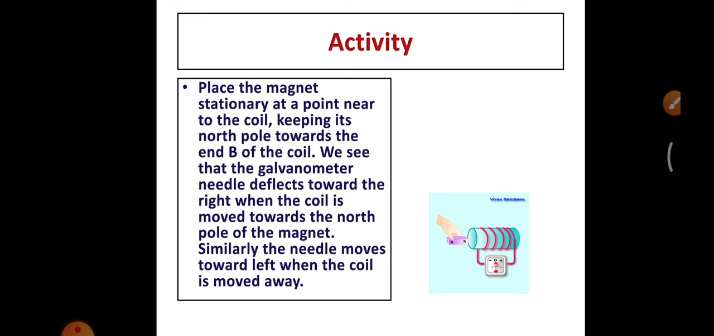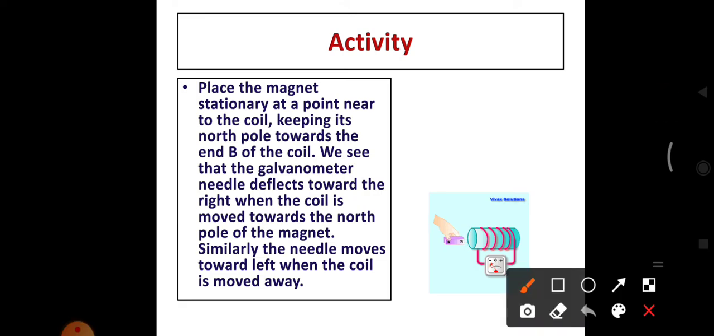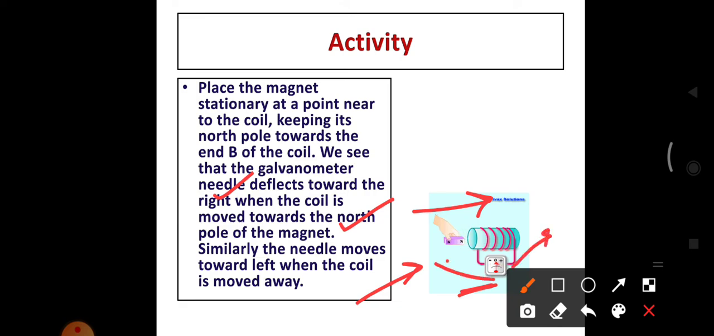So place the magnet stationary at a point near the coil, keeping its north pole towards the end B of the coil. We see that the galvanometer needle deflects towards the right. When the coil is moved away from the north pole of the magnet, similarly, the needle moves towards the left. See this animation. When the magnet is in, the coil shows direction here. When I take out, the coil shows the left side.